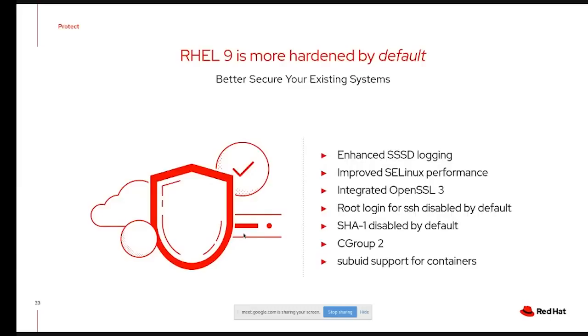Well, by default, RHEL 9 is more secure than previous versions. Not only have we enhanced logging and improved performance of security elements like SELinux, but we have also integrated newer specifications for encryption and such. One thing, I'll be honest, caught me by surprise. Root login for SSH using a password was disabled by default.